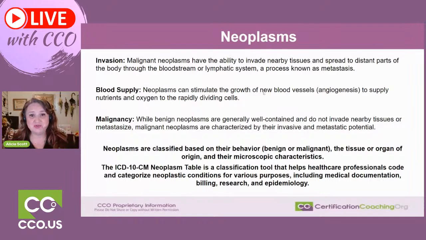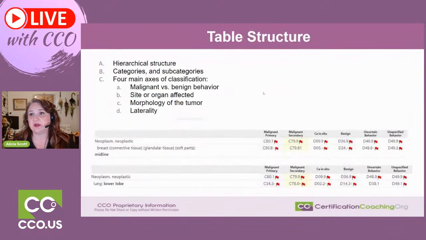It takes up a huge area in the index, and the neoplasm just narrows it down. It's going to allow us to get to the highest specificity quicker. They have a lot of reasons why we would use it, whether it's just looking at the medical documentation and getting proper billing, and they use it for research and epidemiology as well.